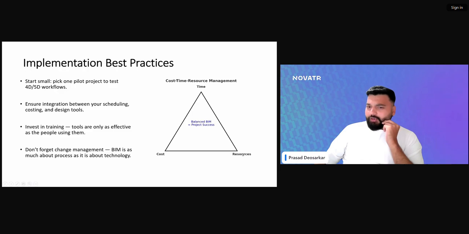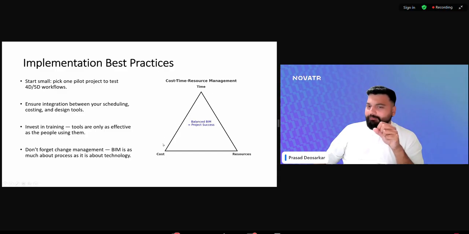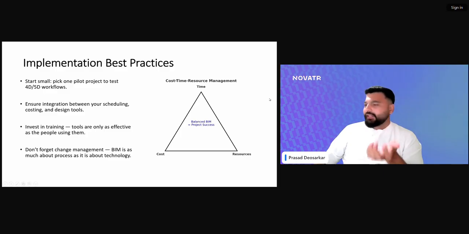So if we talk about a balanced project, balanced BIM, which I told you about, if we talk about project success, we're talking about these three: time, cost, and resources, and how well we manage them. That is going to give us the success criteria for a project, right? So, what are the best practices while implementing 4D, 5D, and resource management?